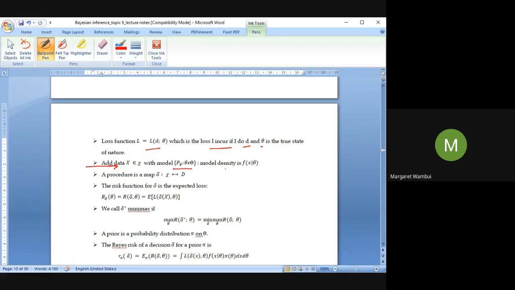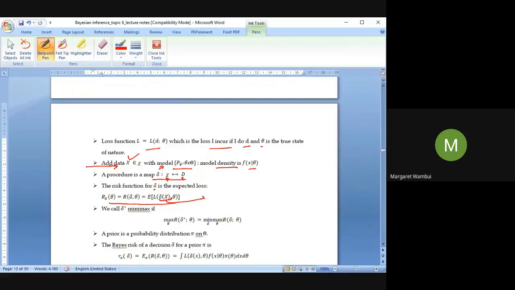So your data has a model, and maybe the model density is f of X given theta. So a procedure is that map that will map the decision, because remember our delta here is the class of all the decisions, that would map this data onto this decision. The risk function for delta is the expected loss. So you can see here now, there was no x here before because we were just dealing with the decision that you are making. But now we are making a decision based on the data that we have collected.